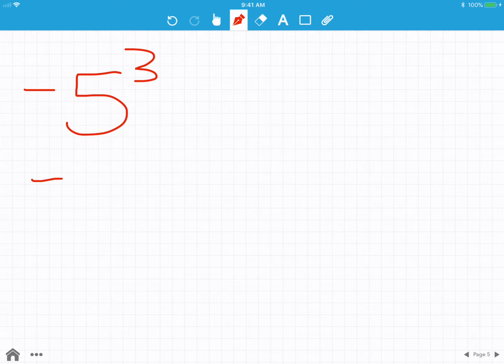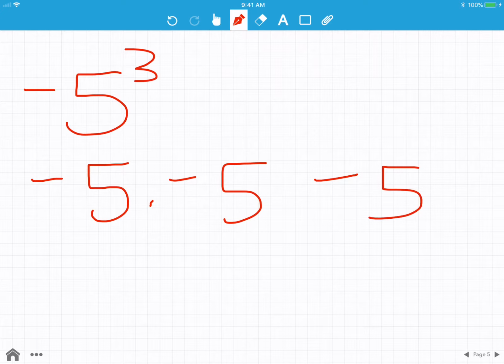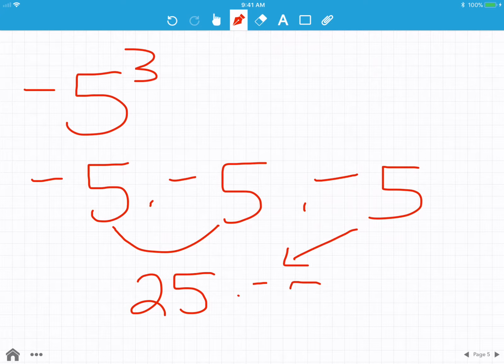Let's try it. So negative 5 to the third power means I have 3 negative 5s that I'm multiplying. So if I group them up and take a negative 5 times a negative 5, I'll get a positive 25. Then I bring down that third negative 5. Now you see I have a positive times a negative. What kind of answer will I get? That's right, I will get a negative, and it will be 125.